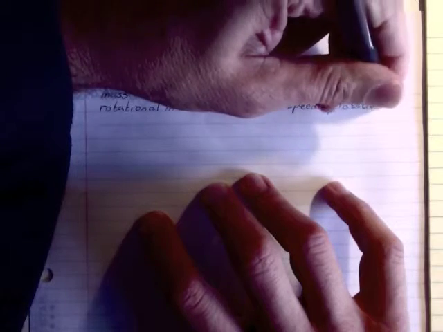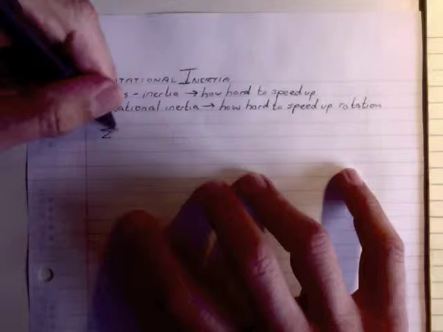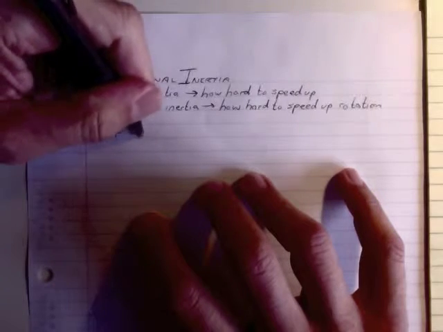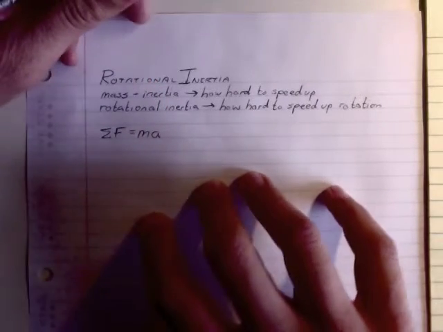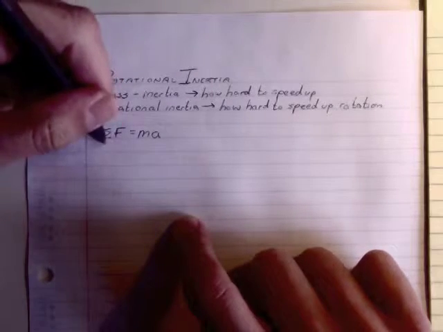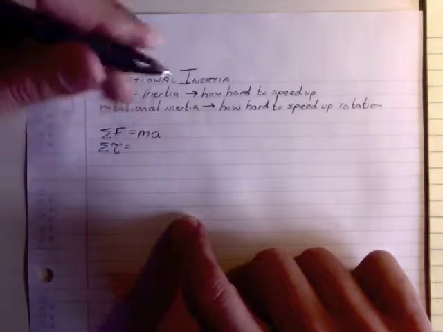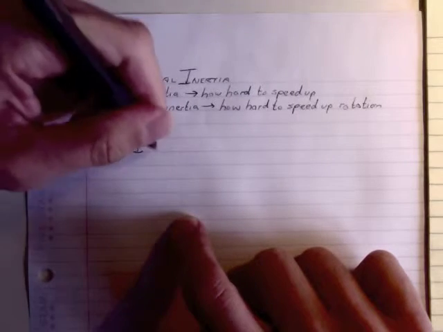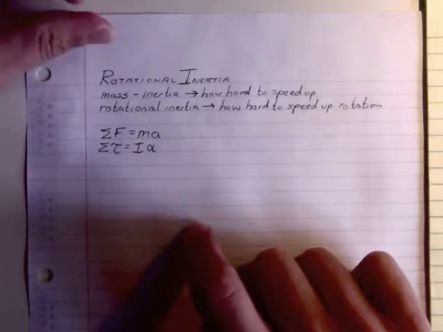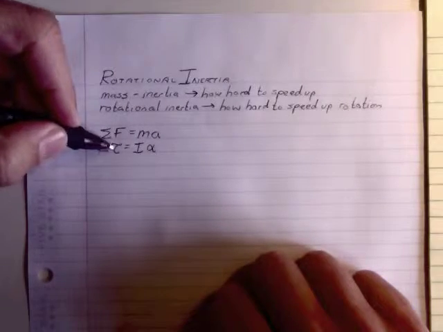Okay, and the way we use that: the sum of the forces equals m, the linear or regular inertia, times the acceleration. And we use rotational inertia with the sum of the torques equals the rotational inertia times the angular acceleration. Really pretty much the same equation, just with rotational variables.